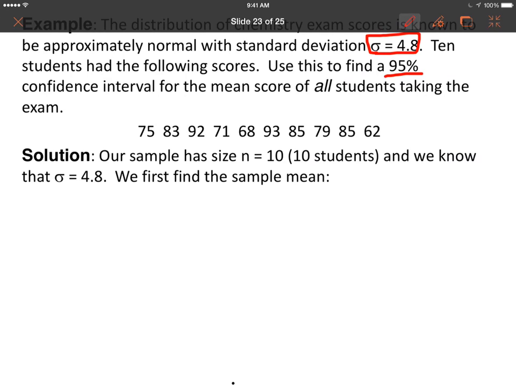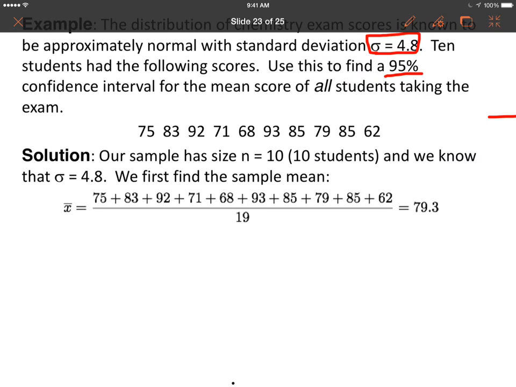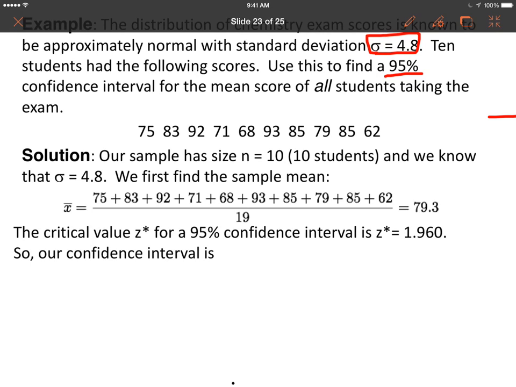All right, so let's find the sample mean first. What do I do to find a sample mean? I need to add up the values and divide by the number of observations, in this case 10. If I do that, I get 79.3. That's my x bar. Again, I'm going to look in the table for the critical value, and it was 1.96.